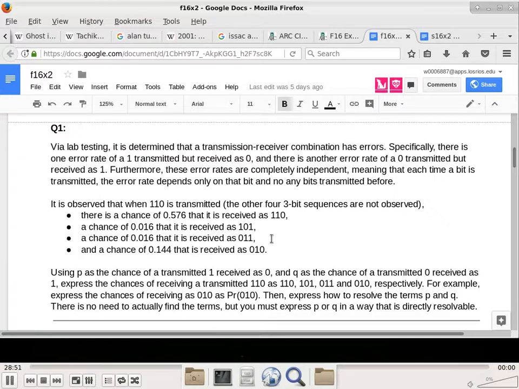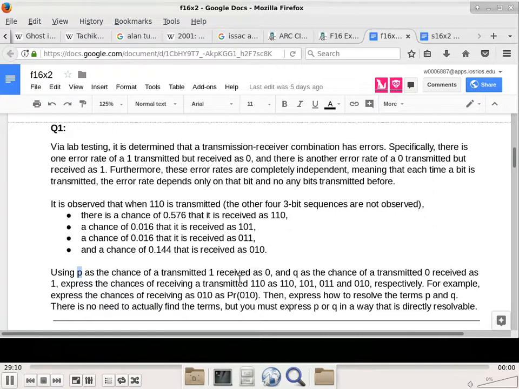Is that part okay? So now the question is, how do I find out the exact value? So in this question, the question is saying use P, the variable P, as the chance of transmitting a 1 and receiving as a 0, and Q as the chance of transmitting 0 received as a 1.